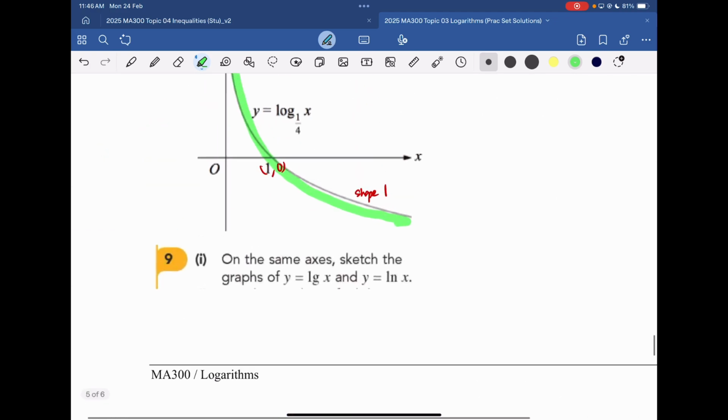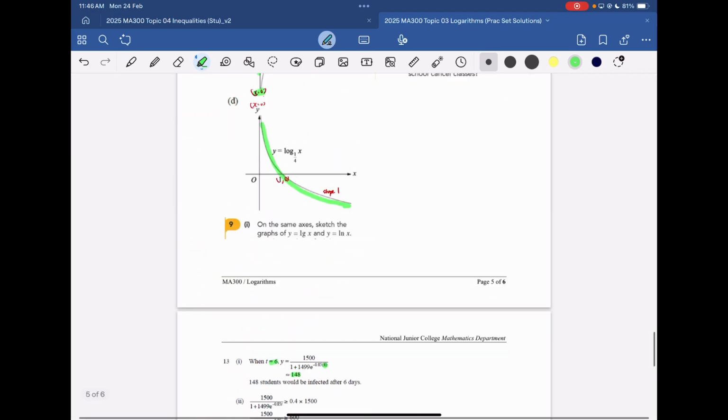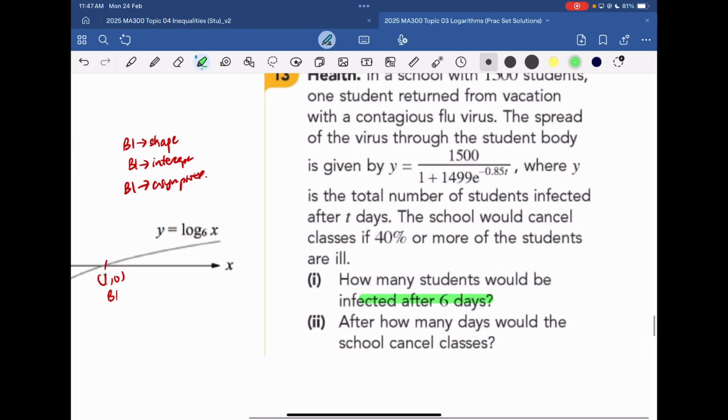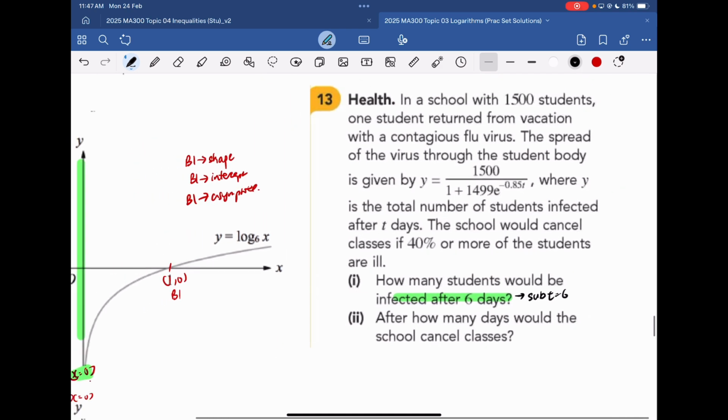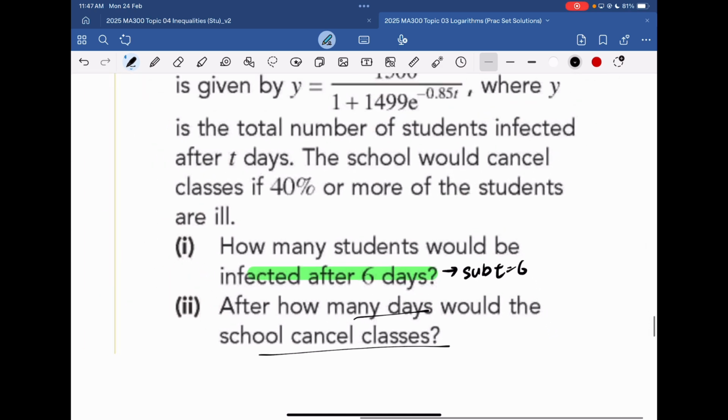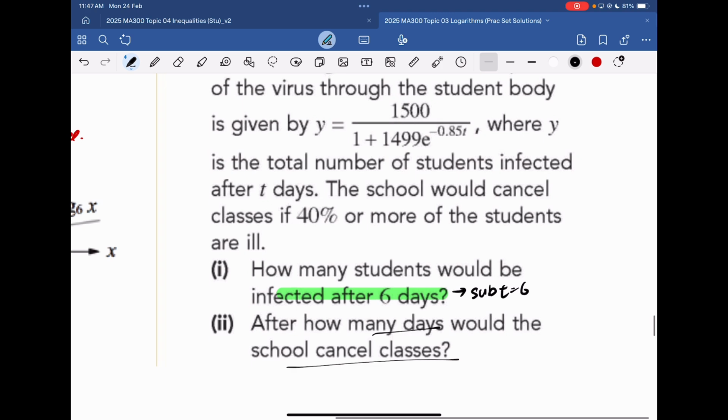Why is t equals to 6? Because they say after 6 days. After 6 days. So basically that's why I sub t equals to 6. Is it okay? After how many days will I cancel class? Yes. Because, you see, if I round down, usually, okay.